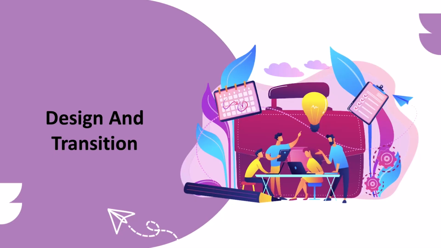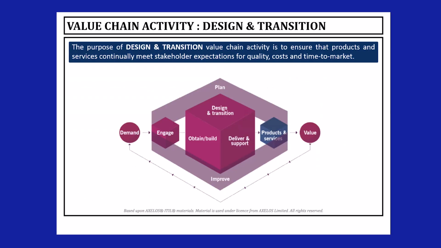The next activity which we are going to talk about is more from a design and transition activity. The purpose of design and transition activity is to ensure that product and service continuously meet stakeholder expectation for quality, cost, and time to market, right? The three constraints for project management which we are talking about are quality, cost, and time. How are we going to make sure we meet the stakeholder expectation from these three parameters or perspectives?